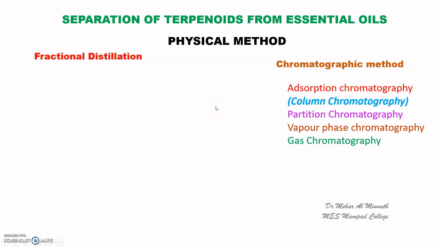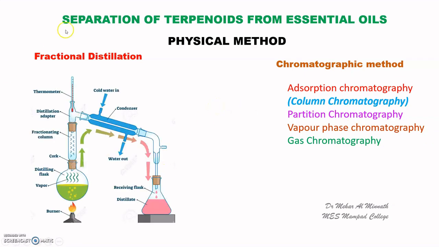Now coming to the fractional distillation method, this is the experimental setup for fractional distillation. I've borrowed this picture from somebody else. Now you take the essential oil in this RB flask, connect the RB flask to a fractionating column, connect it to an adapter, the adapter is then connected to the condenser, and then the material will be collected in the receiving flask. Okay, the distillate will be collected in the receiving flask.